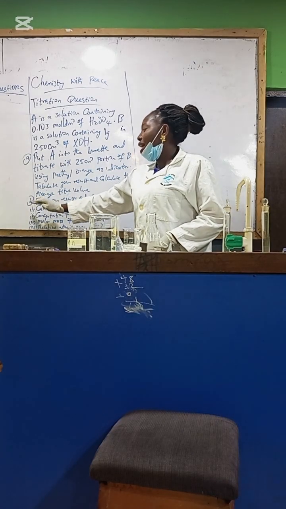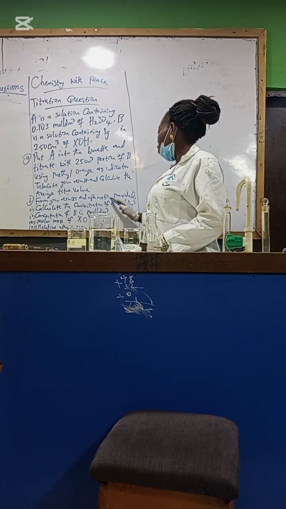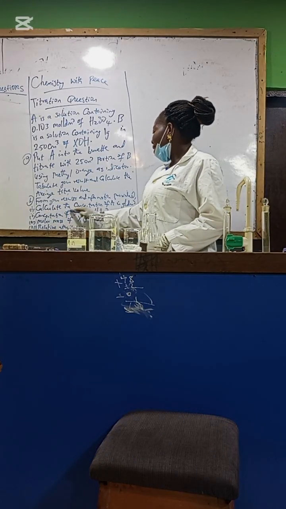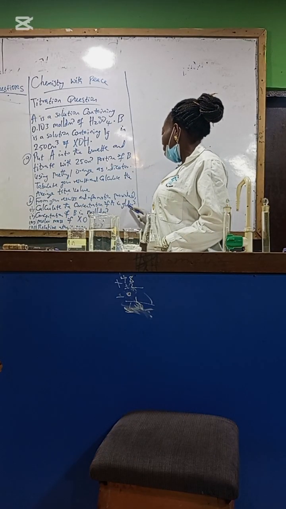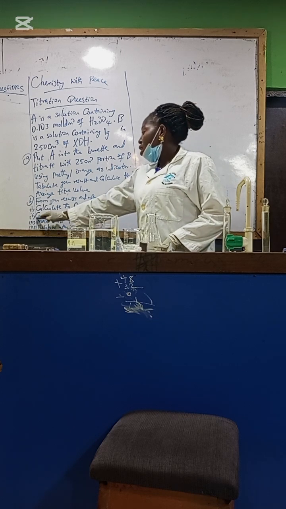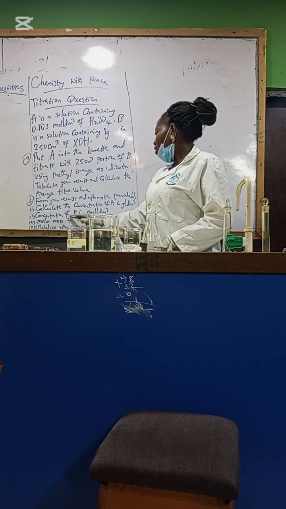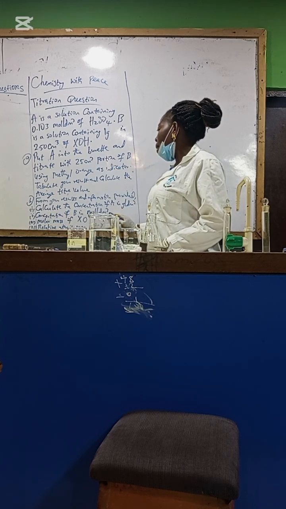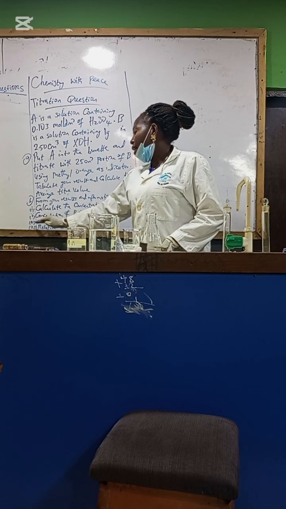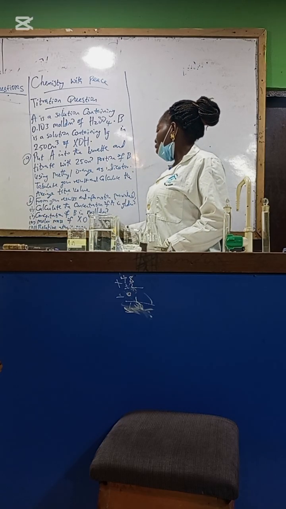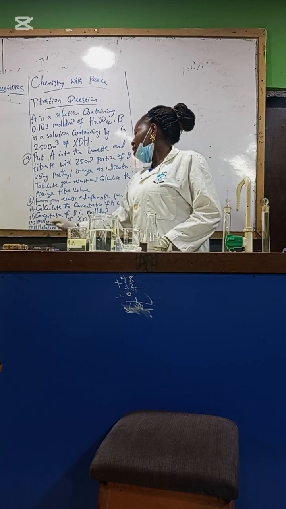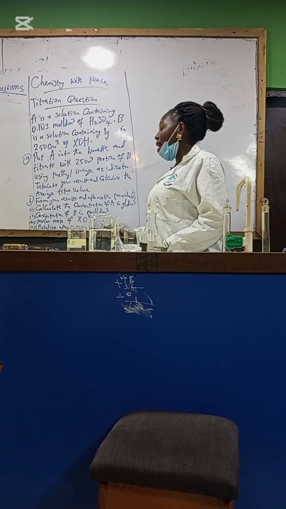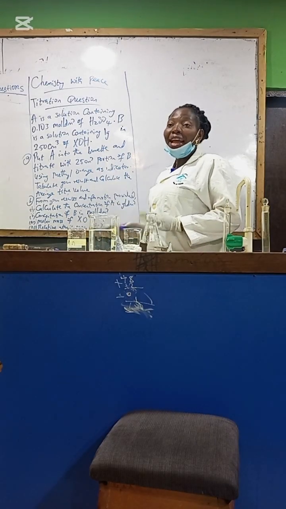Then, under B we have: from your results and information provided, calculate the concentration of A in grams per dm cube. Concentration of B in mole per dm cube. Calculate the molar mass of XOH. IV, calculate the relative atomic mass of X. So here is the question.